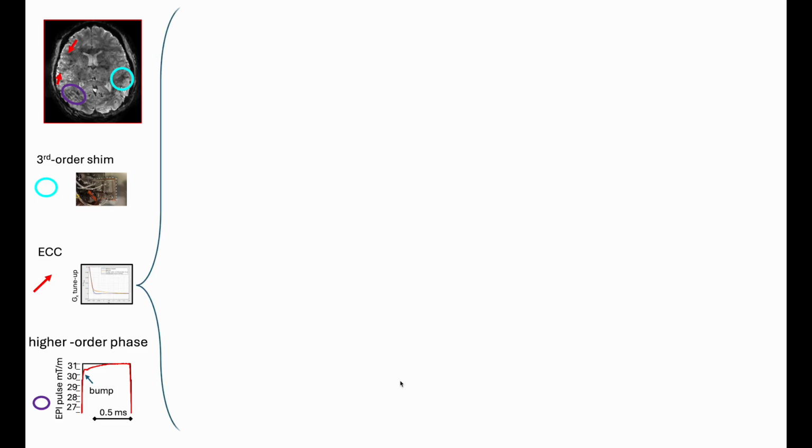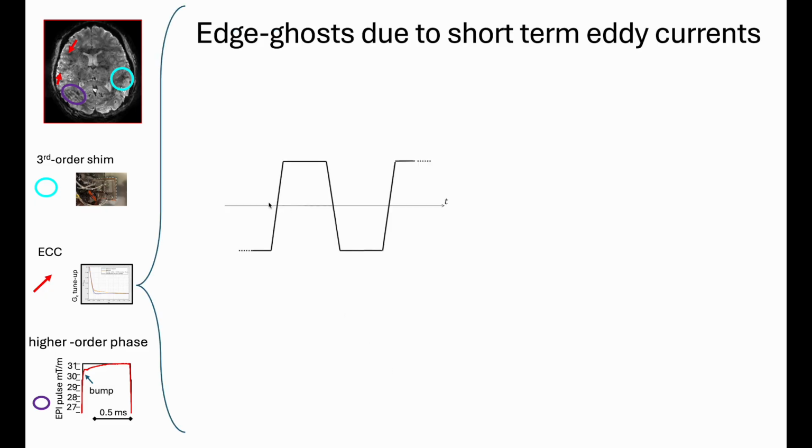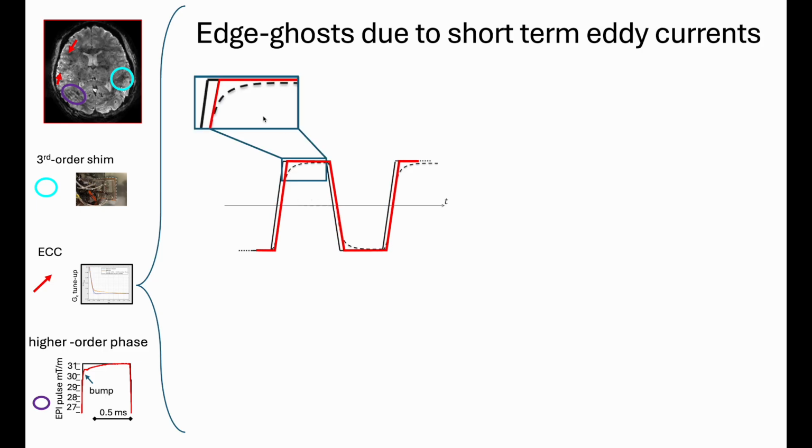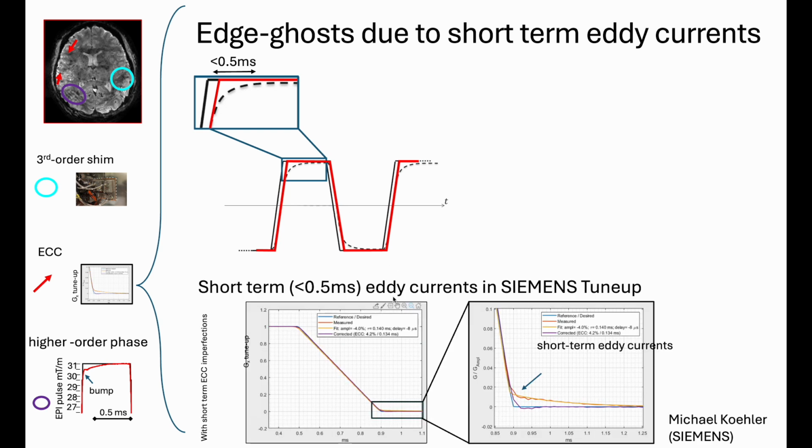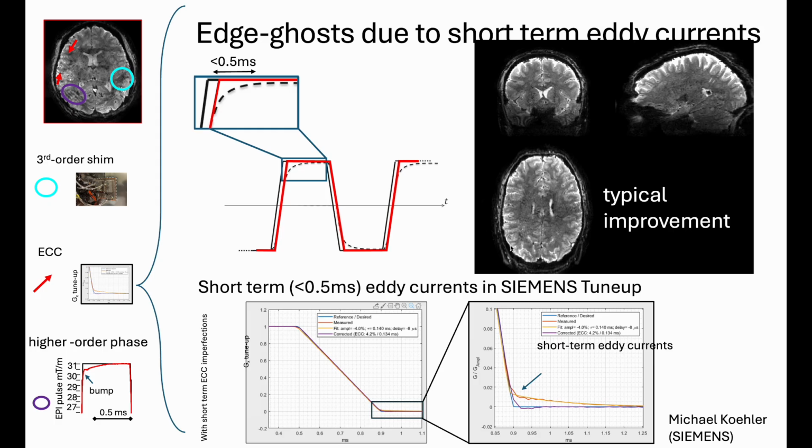Next, let's look at eddy currents. And as you know, when you want a nominal EPI gradient waveform like that, usually what you get is this kind of dotted line. There are integrated correction methods from the vendors, usually a long-term eddy current compensation method and also a delay correction that tries to basically shift it to make it look better. However, we still have these short-term eddy currents, of about half a millisecond, that are usually not corrected for by the vendor approaches. However, in collaboration with Siemens Healthineers, specifically Michael Köhler, we included additional short-term eddy current compensation into the vendor way of doing it, allowing us to get closer to this nominal trapezoidal shape like this, with typical improvements of edge ghosts, as you can see them over here.